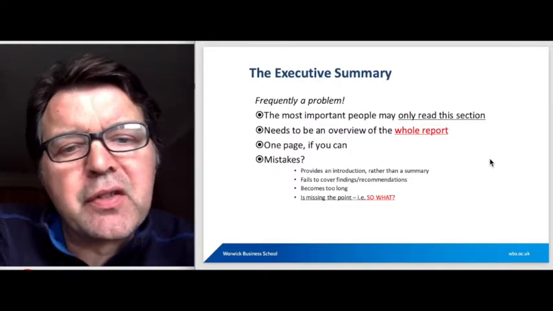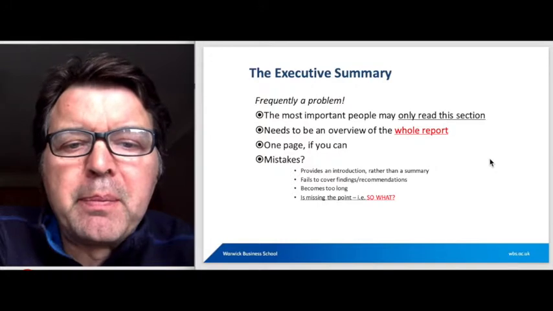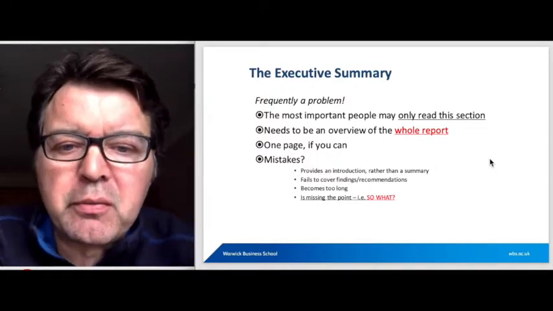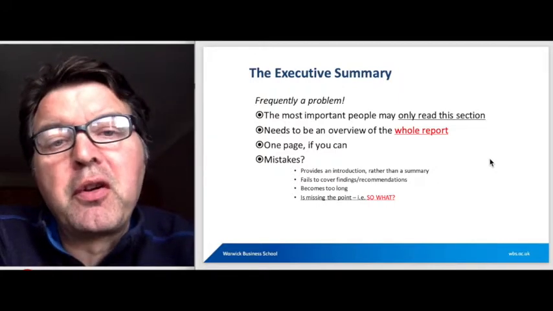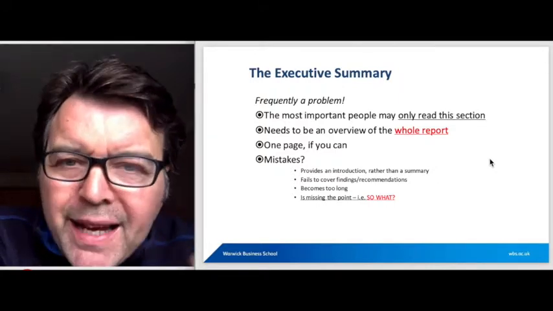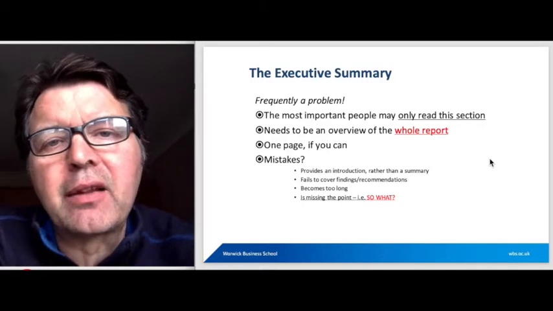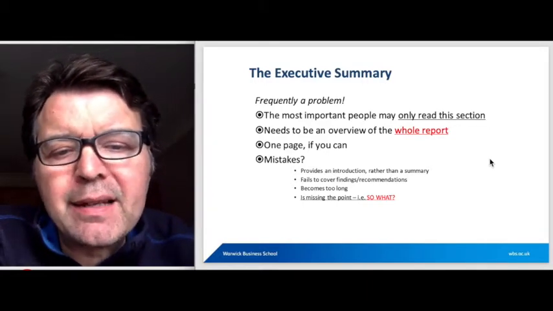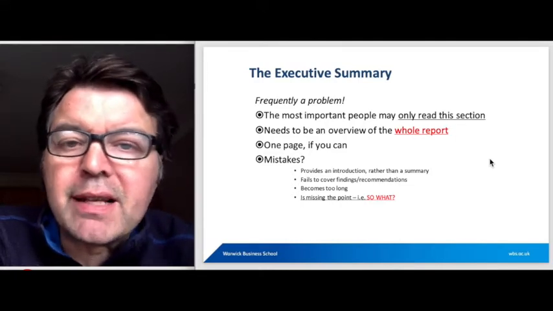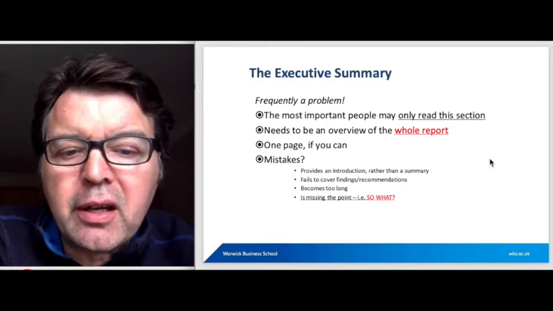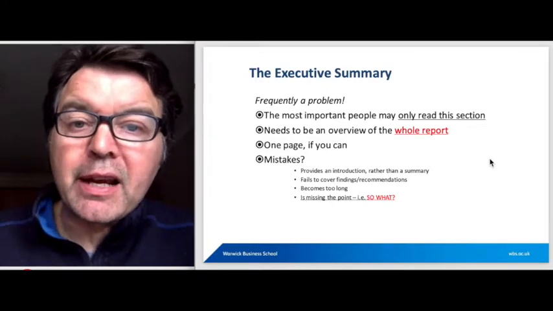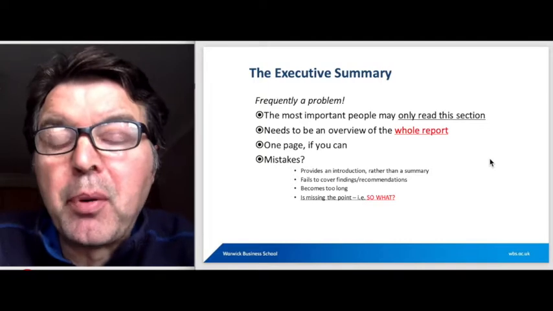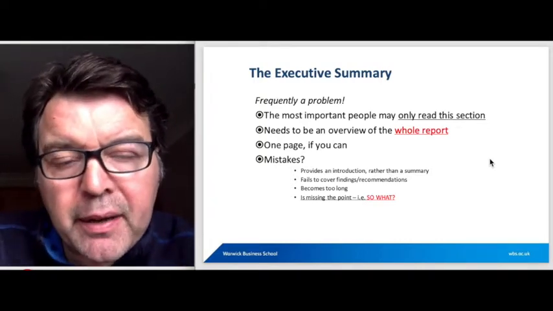Now, the executive summary is frequently a problem. Most important people only read this. That's why it's called an executive summary. It needs to be an overview of the whole report. Try and get it onto one page. Don't let it get too long. Common mistakes are that it's just an introduction. It's not a summary. It doesn't give the findings and recommendations. It becomes too long and it's missing the point. It's not really capturing the main narrative.